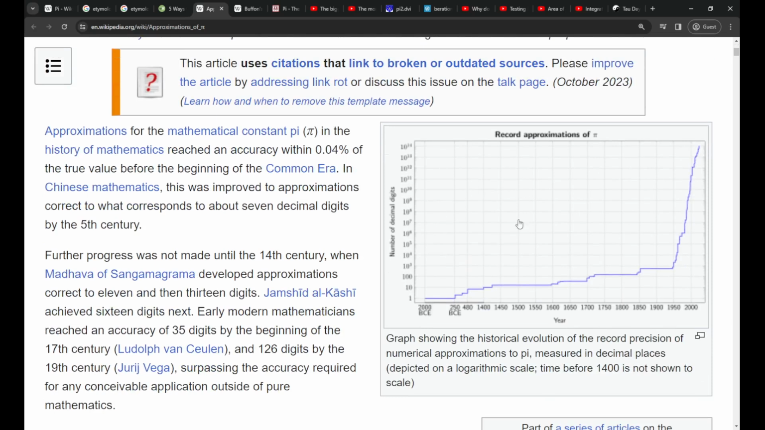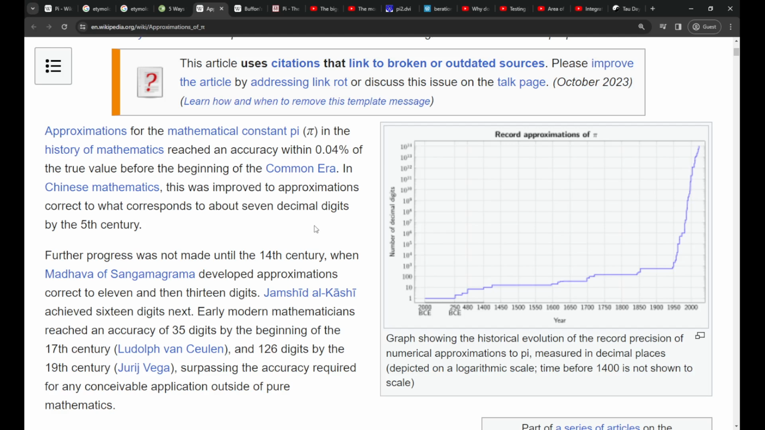Record approximations of pi by year. Wow. Number of decimal digits. Now this is interesting. Graph showing the historical evolution of the record precision of numerical approximations to pi measured in decimal places, depicted on a logarithmic scale. Time before 1400 is not shown to scale, on the x-axis they're referring to. And the record was just set in 2016, I believe it was, for a calculation of pi to 100 trillion digits. And that was a gigantic leap.